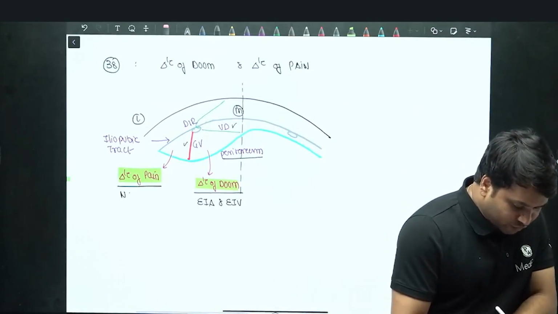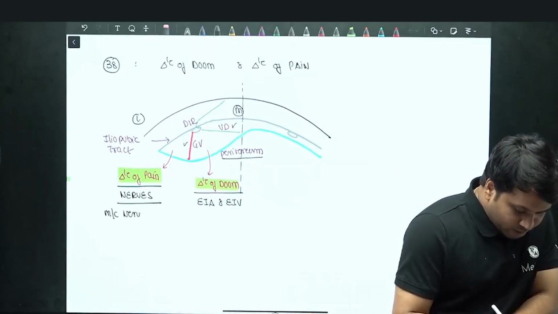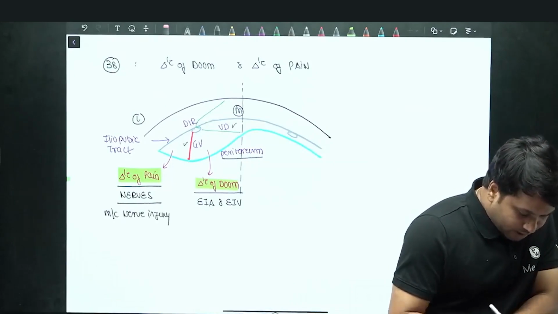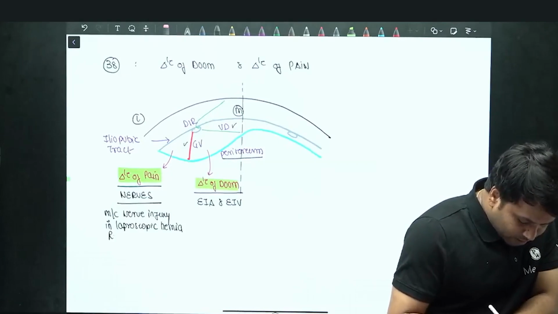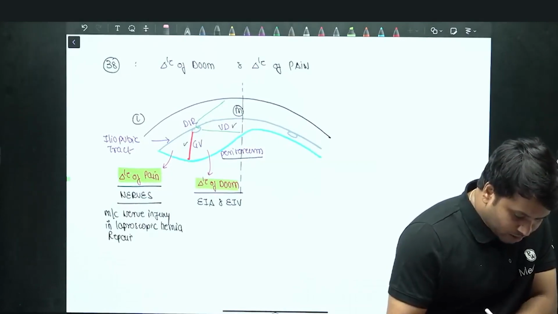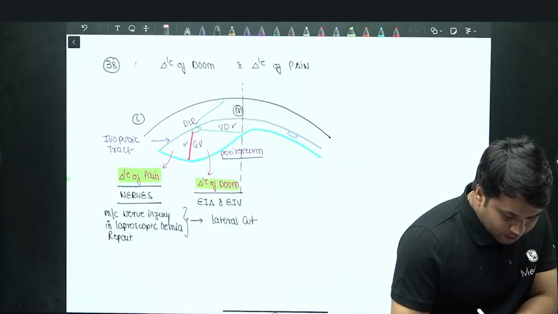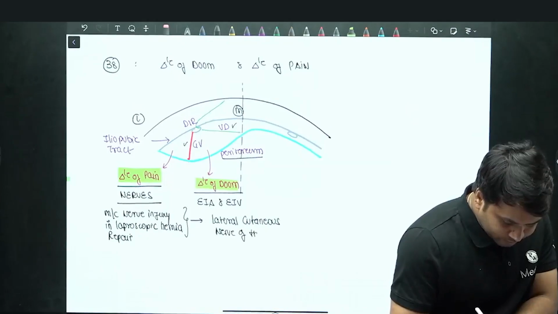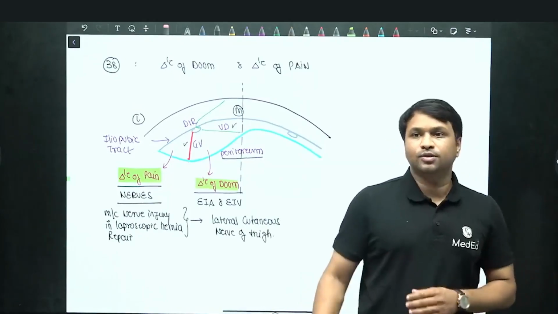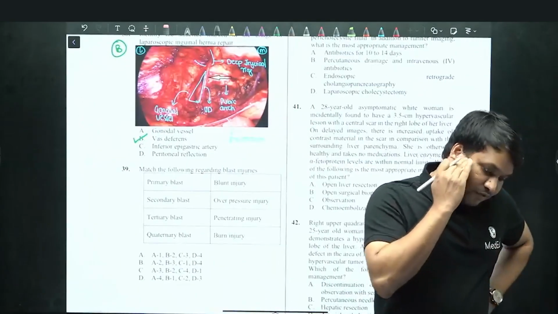Triangle of pain, it consists of various nerves. Remember, the most common nerve injury in laparoscopic hernia repair is your lateral cutaneous nerve of thigh. See? So question number 38, the answer is vas deferens, right?